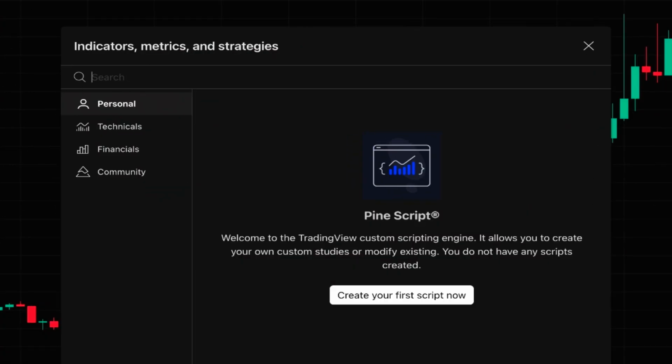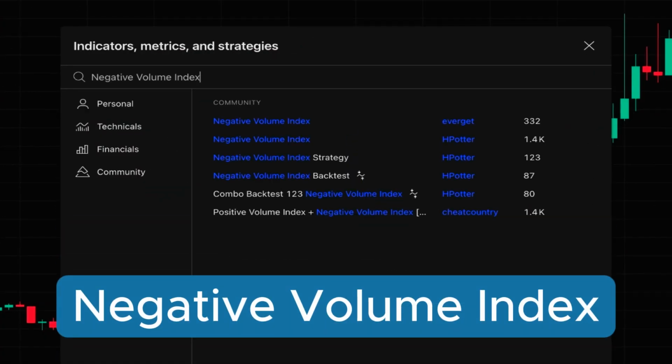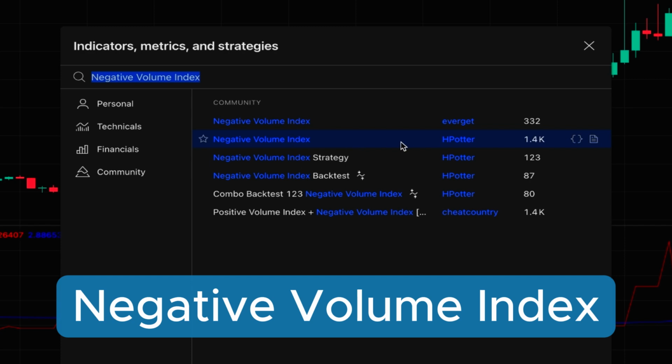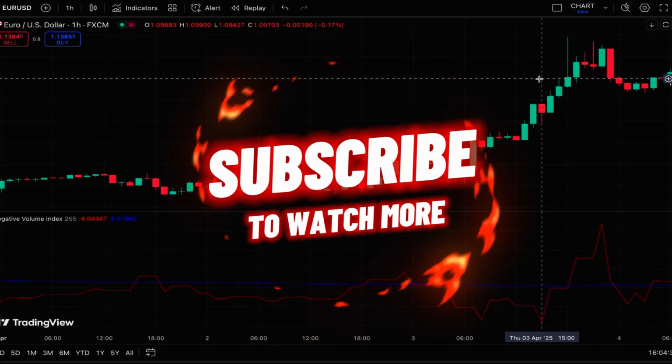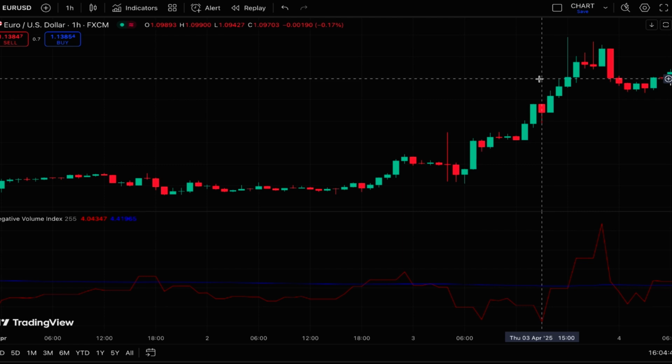Let's begin with the first one, which is Negative Volume Index. We add this one, which is written by H. Potter. This is one of the most basic indicators designed for tracking smart money. It's a cumulative indicator that uses changes in volume to decide when the smart money is active and entering into the market. This indicator assumes that the smart money is active in time periods when volume decreases, and not so smart money, which is the money from retail traders, is active in time periods when volume increases.